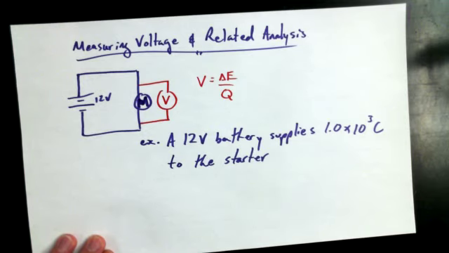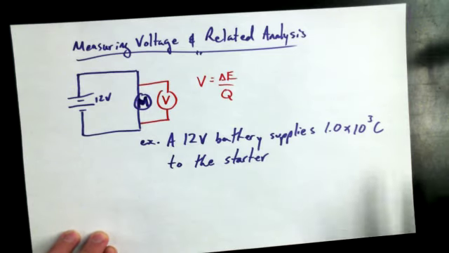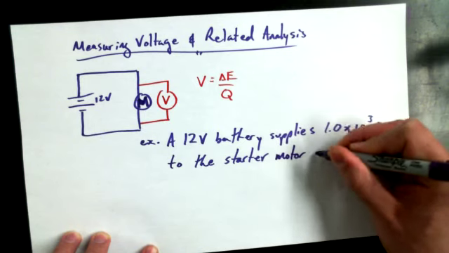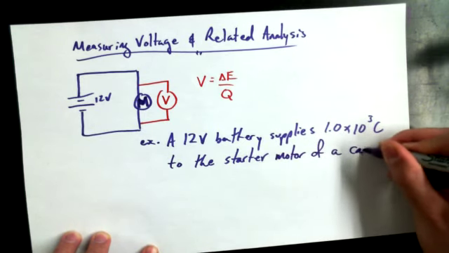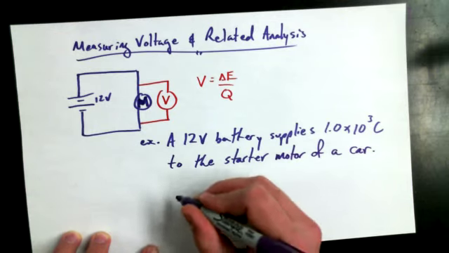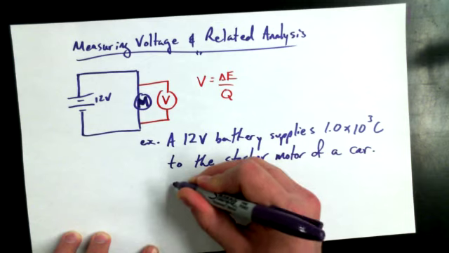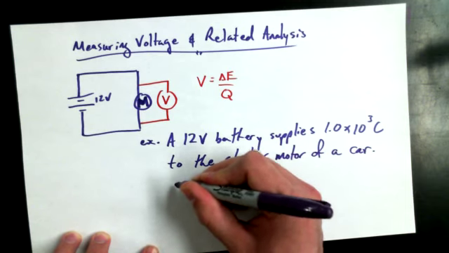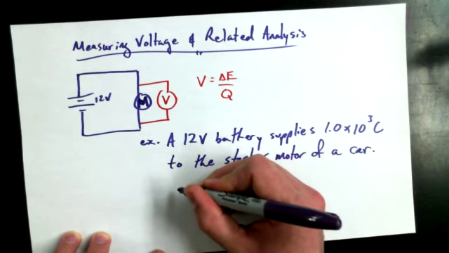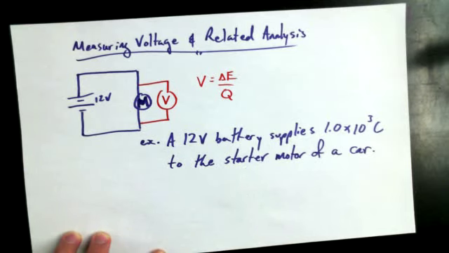A 12-volt battery supplies a 1.0 times 10 to the power of 3 coulomb charge to the starter motor of a car. And what I would like to know is what the change in energy per coulomb is. What's that? You don't have to do a calculation. That's the voltage, 12 volts. The next thing I'd like to know is how many coulombs have we got? A lot. Can I figure out how much energy is required to start this motor?